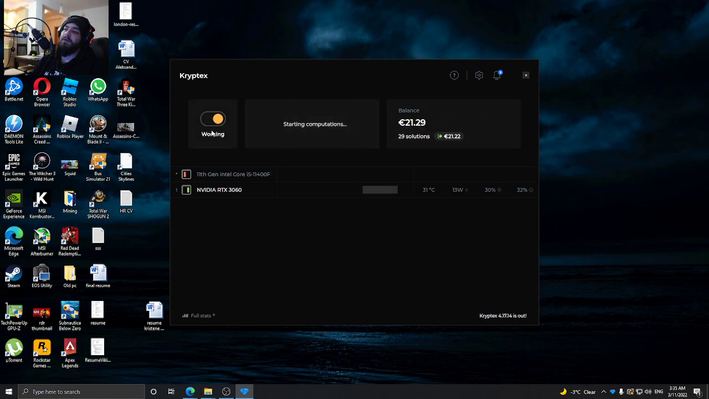For the moment, with my Nvidia RTX 3060, this is just a new account and just for this showing purpose, and this is not how much I earn. But you can see now, this is all irrelevant. It depends on whether the price goes up and down of the crypto that you're mining. It depends also on a lot of things.